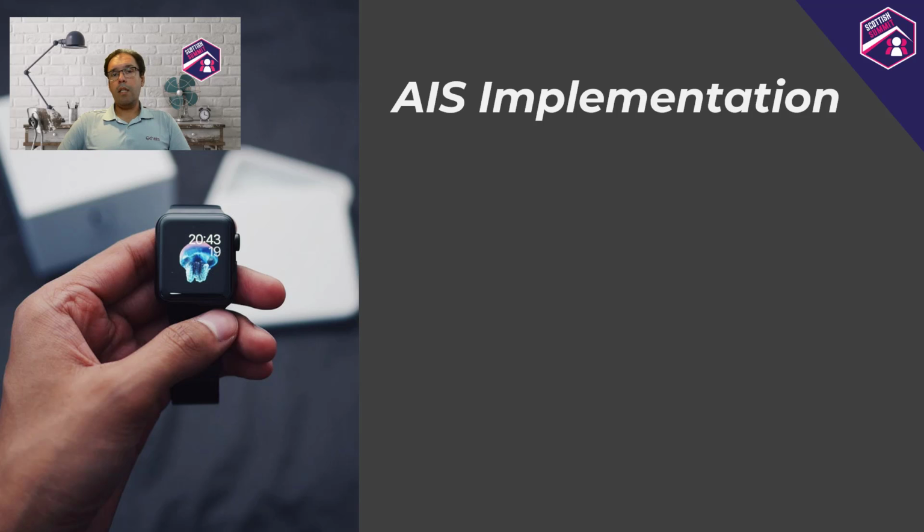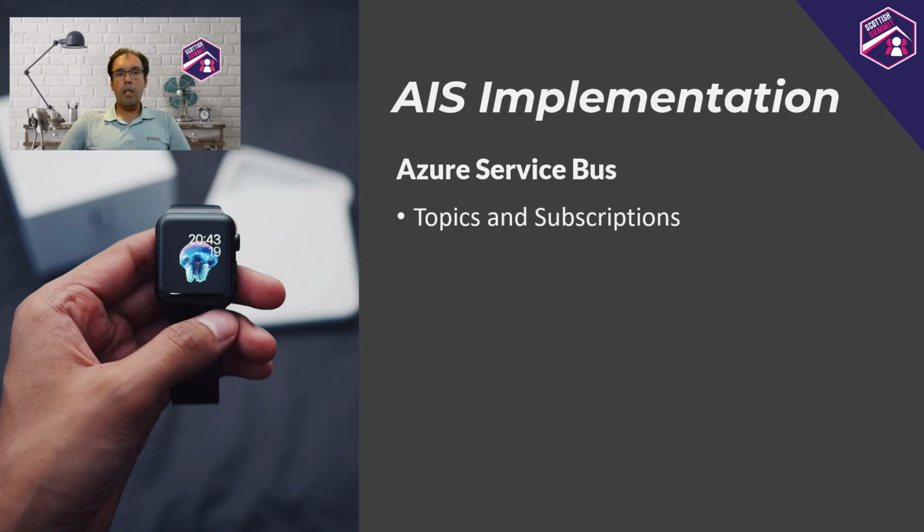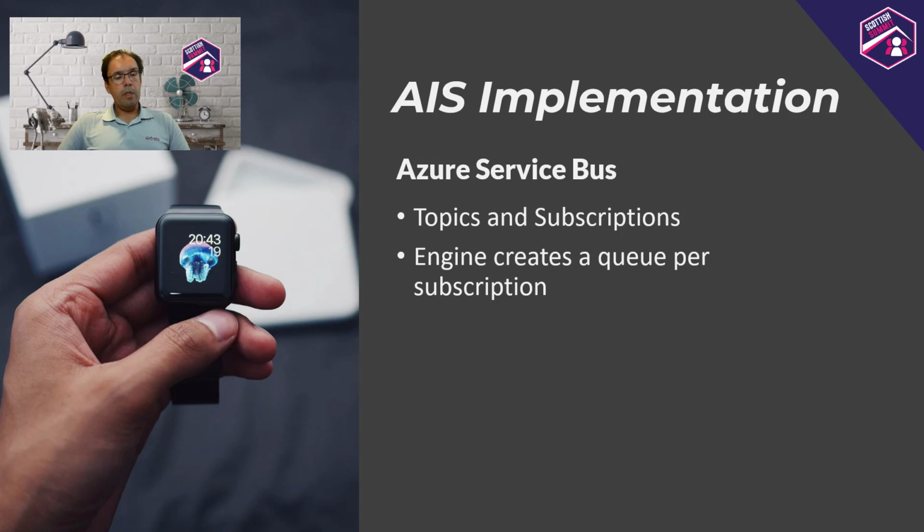The AIS implementation for that is pretty much out of the box. When you're looking at Azure Service Bus, you have the idea of topics and subscriptions, and the topics and subscriptions are created and managed by the engine. One important thing to understand here is that behind the scenes in Azure Service Bus, the engine creates a queue for each one of the subscriptions. So even though you might receive multiple messages on the topic, and each of those messages can go to different subscriptions or different subscribers, when they get to those subscribers, you still have the same order in which the messages originally arrived.